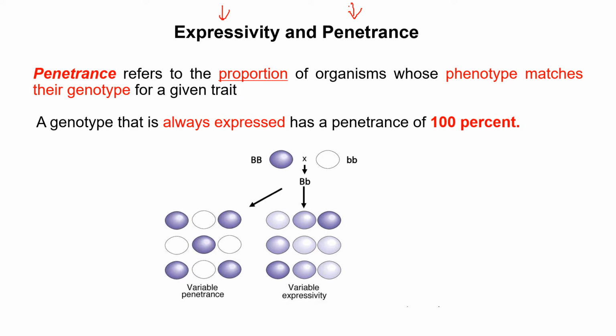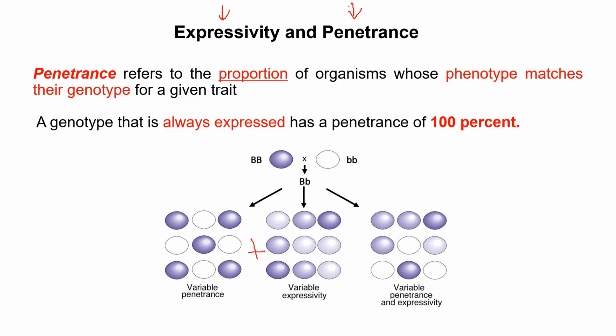And I also showed you an example of variable penetrance, where some of them will look purple, but not all of them are going to express that gene. But in some cases, you can have both at the same time. So you can have a variable penetrance and a variable expressivity. So you can see the gradient plus some genes that are not expressed.